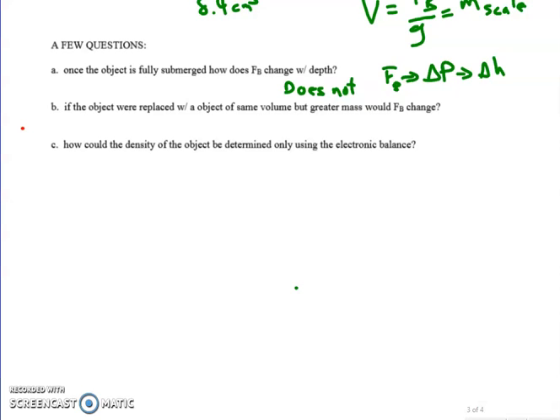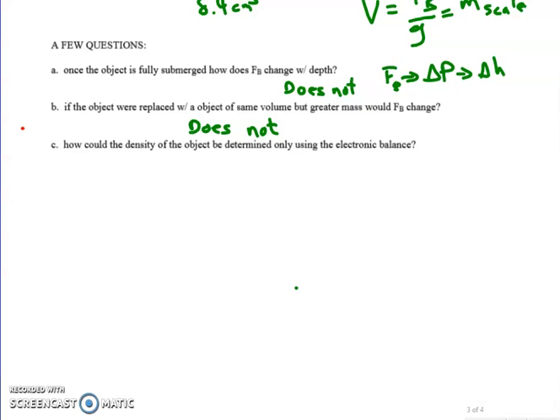If the object is replaced with an object of the same volume but greater mass, how would FB change? It would not. Because the buoyant force depends on the volume of the fluid displaced, which is dependent on the volume of the object. The density of the object or the mass of the object is irrelevant.